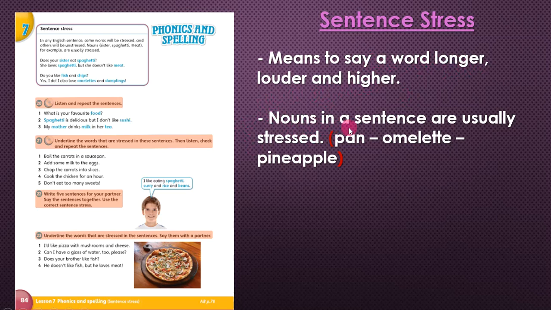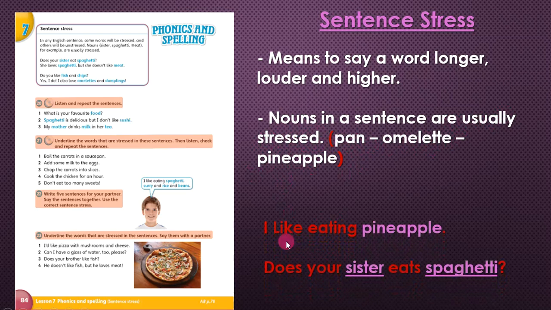Usually nouns in a sentence are stressed. Not always, but usually they are the nouns that are stressed in the sentence, like pan, like omelette, like pineapple. I like eating pineapple. So pineapple here is stressed. Does your sister eat spaghetti? Or eats, sorry, spaghetti. So here the two words are stressed. The noun here, pineapple, is stressed. Again, stressed means to say the word longer, louder, or higher.